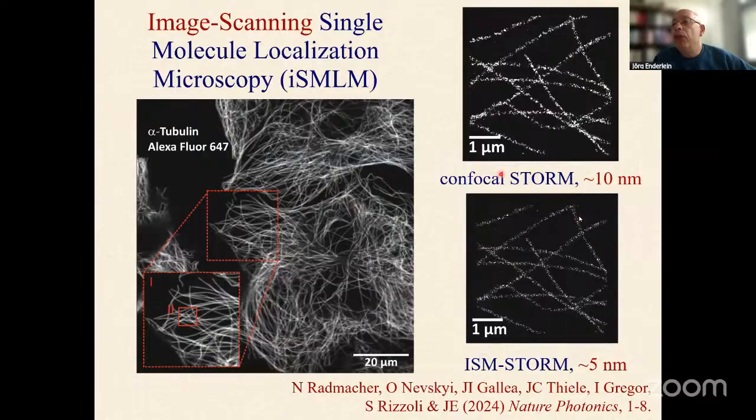And to show how it works, here again the Tulane network, that is the standard single molecule localization. What we achieve here is 10 nanometer. And then with this image scanning trick, we come down to 5 nanometer.